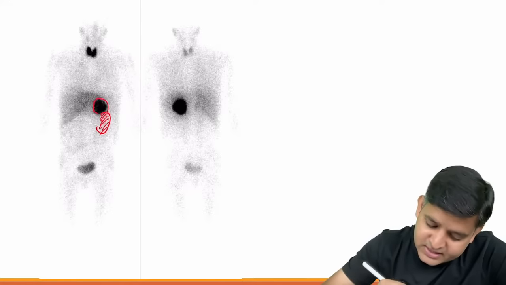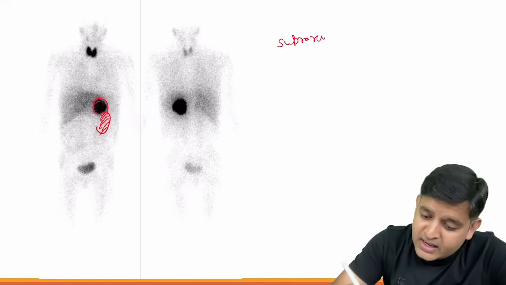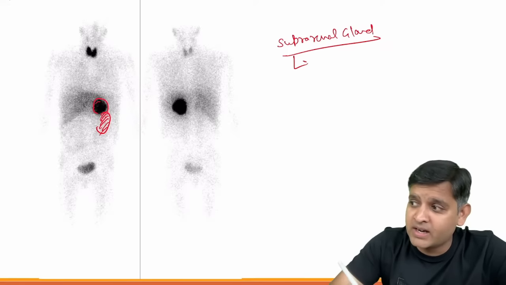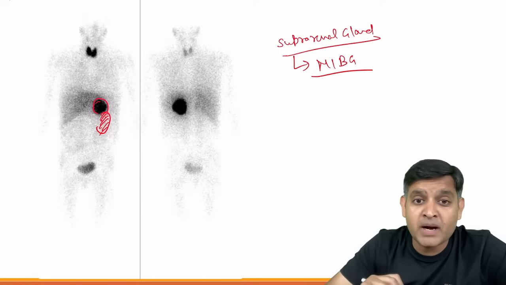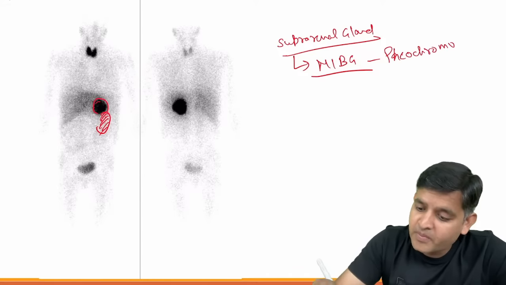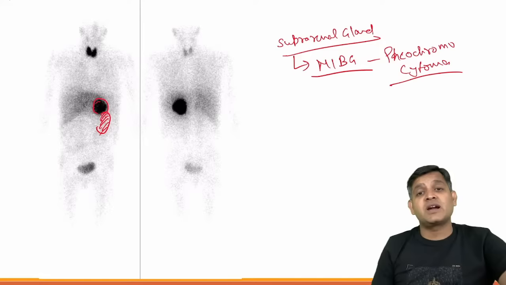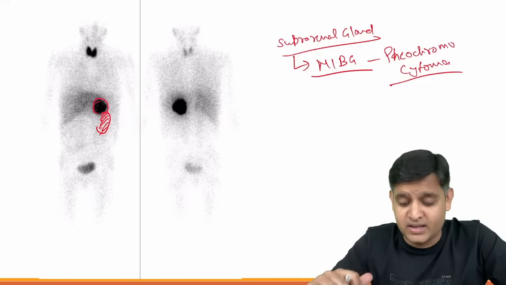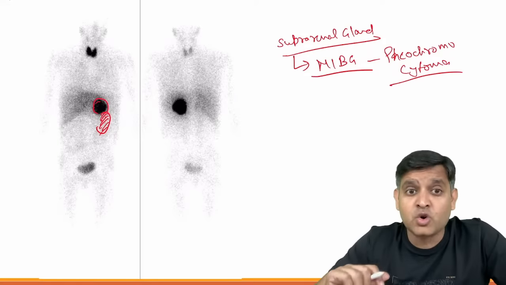So this is kidney and this is above the kidney. What is present above the kidney? Suprarenal gland. And what is the tumor that is present in the suprarenal gland? MIBG. This is pheochromocytoma. Why are we seeing so much activity in the thyroid gland? Because it contains iodine, and the thyroid is going to take up the iodine. MIBG also has iodine, so the thyroid can also take up this iodine. So this is the image of a pheochromocytoma.